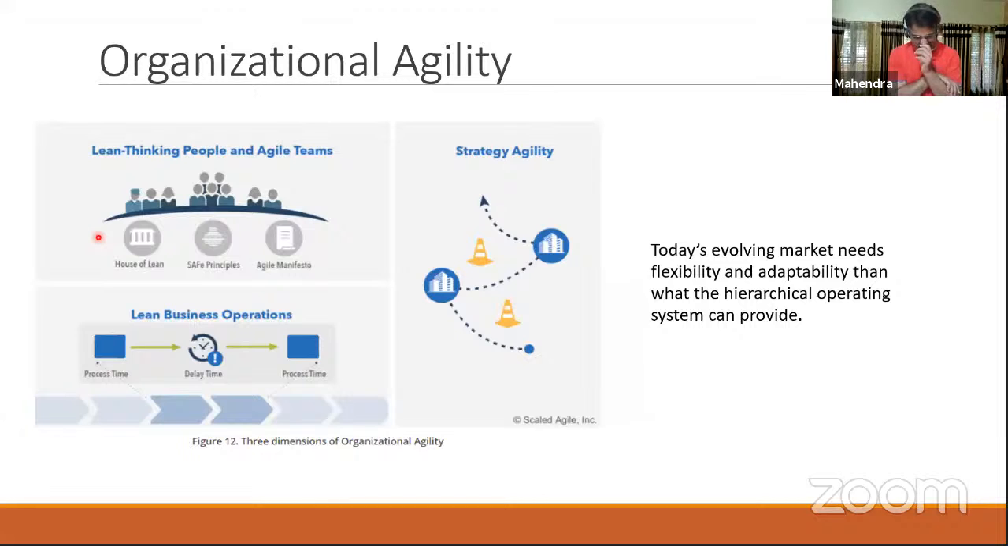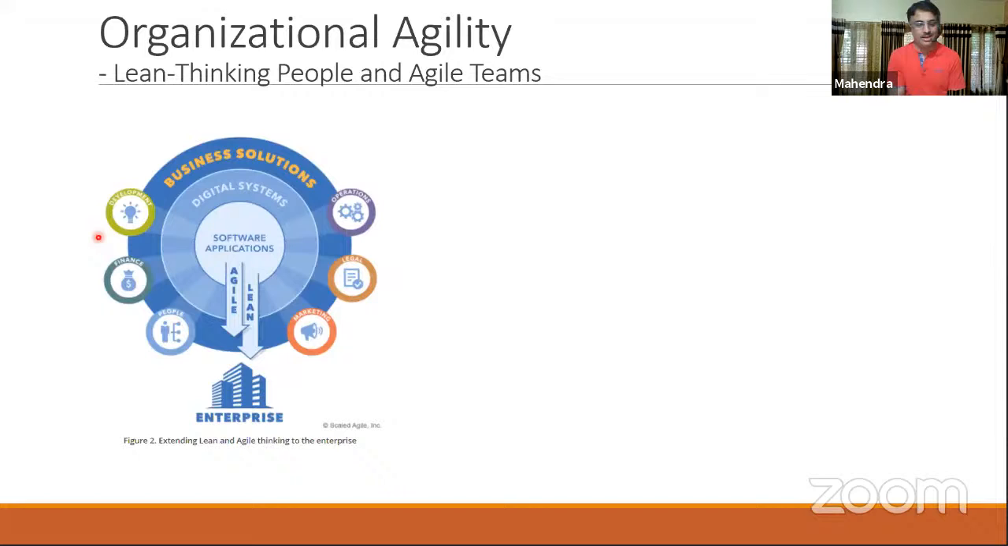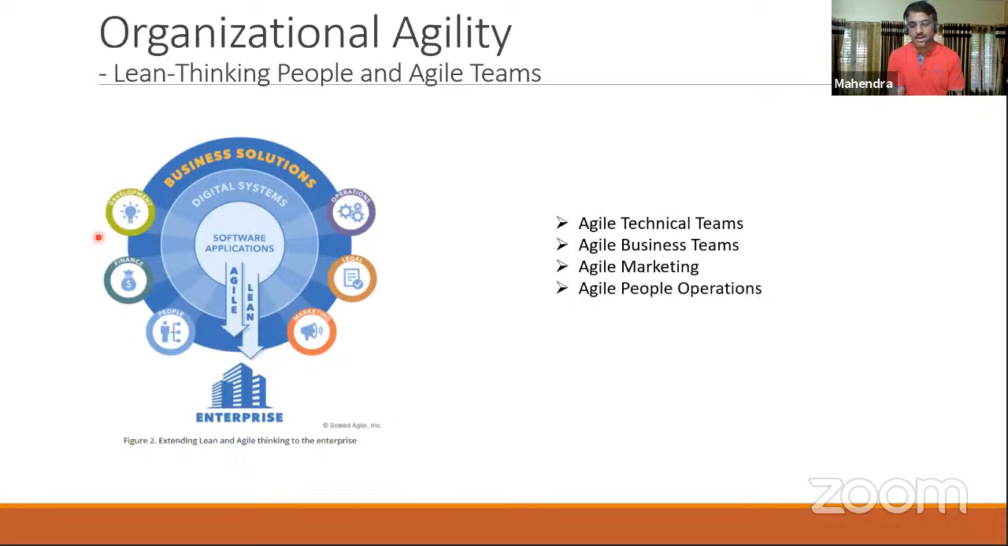We'll probably finish the organization agility and the learning core competencies, and then pause for questions. The next core competency is organization agility. This talks about lean thinking people and agile teams. Let's see what it means. The technical teams need to be agile. The business teams need to be agile. The marketing team needs to be agile. The operations have to be agile.